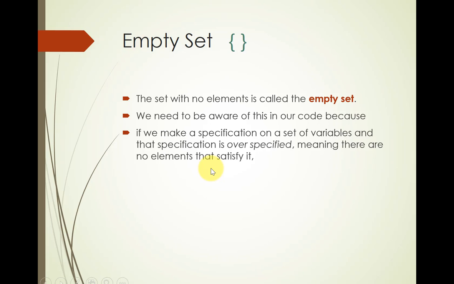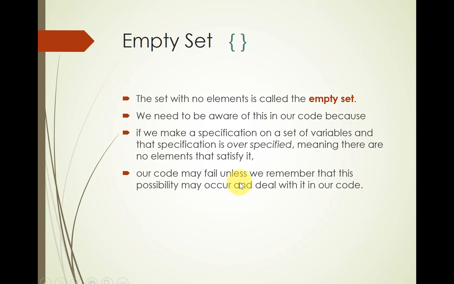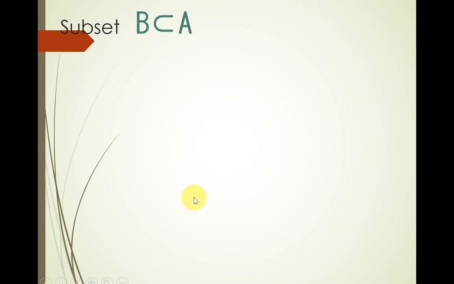And then we might not have been aware that we might get an empty set. So our code may fail unless we remember that this is a possibility, so we should deal with it in our code. It's just kind of a precaution. I'm not sure when this would come up, but it might come up. So anyway, this is the concept of the empty set.